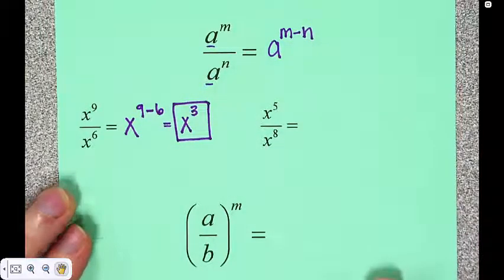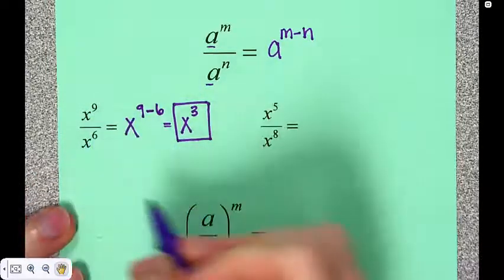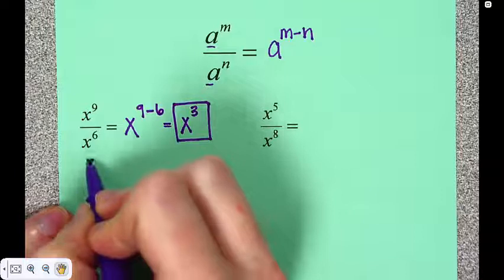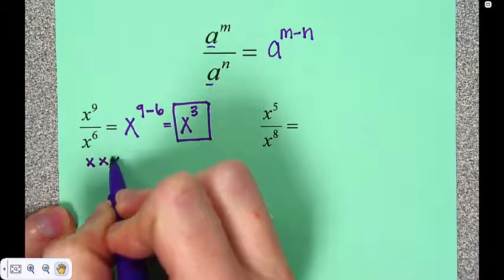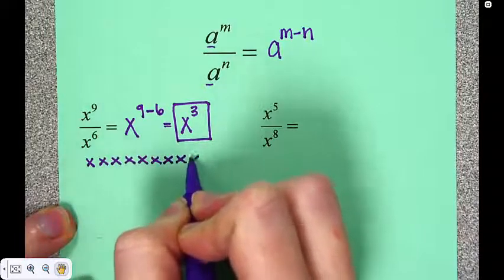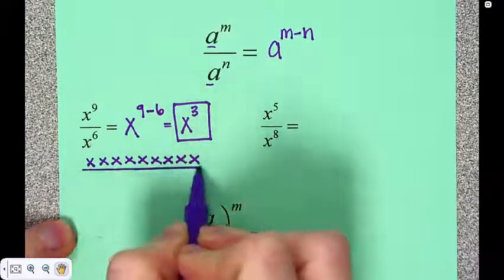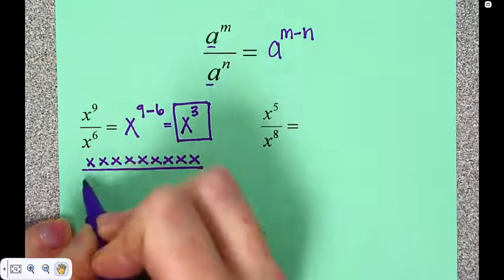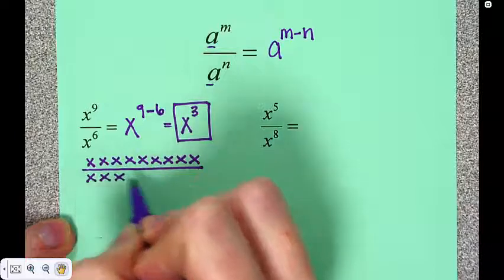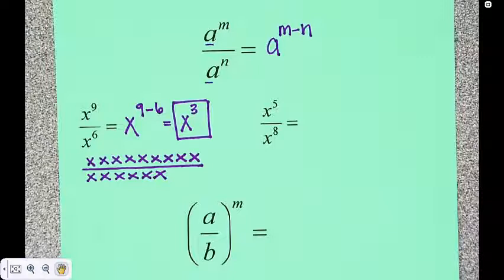Now let's go ahead and write it out like it would be here. If I had written this out, x to the 9th, then I would have 9 x's. So 1, 2, 3, 4, 5, 6, 7, 8, 9. And all 9 of those x's are being multiplied together. And on the bottom we have 6. So 1, 2, 3, 4, 5, 6. Now we know that every time we divide something by itself that we get a 1. So it's essentially canceling itself out.